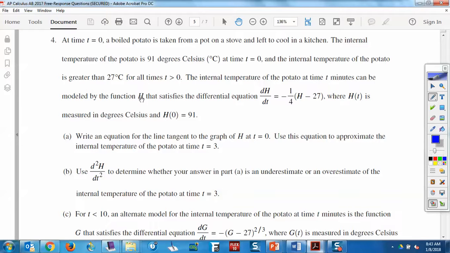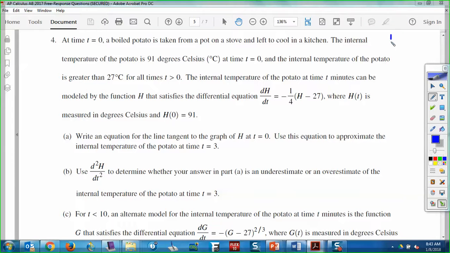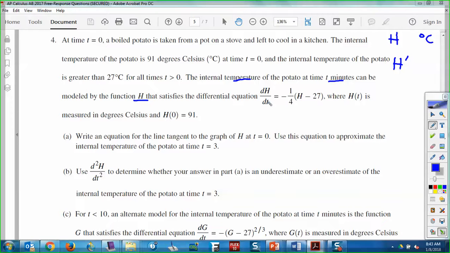So it's always important in these problems to think about your units, because a lot of times this always comes back to the chart. This is degrees Celsius. So right here, the temperature of the potato is modeled by the function h. So h is going to be degrees Celsius, so therefore h prime, which is this. And there's a differential equation, and notice it's got h in it, not t. So that's kind of like having your y in it. This is not one we could solve by doing, say, an antiderivative.